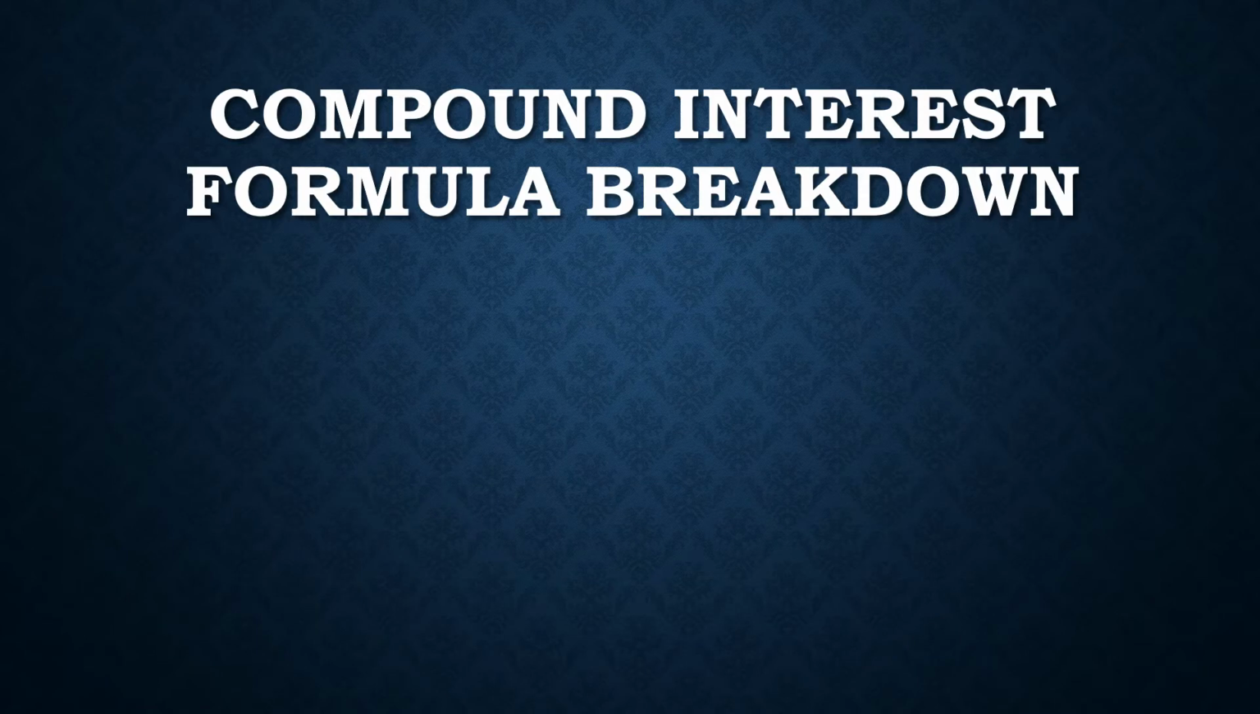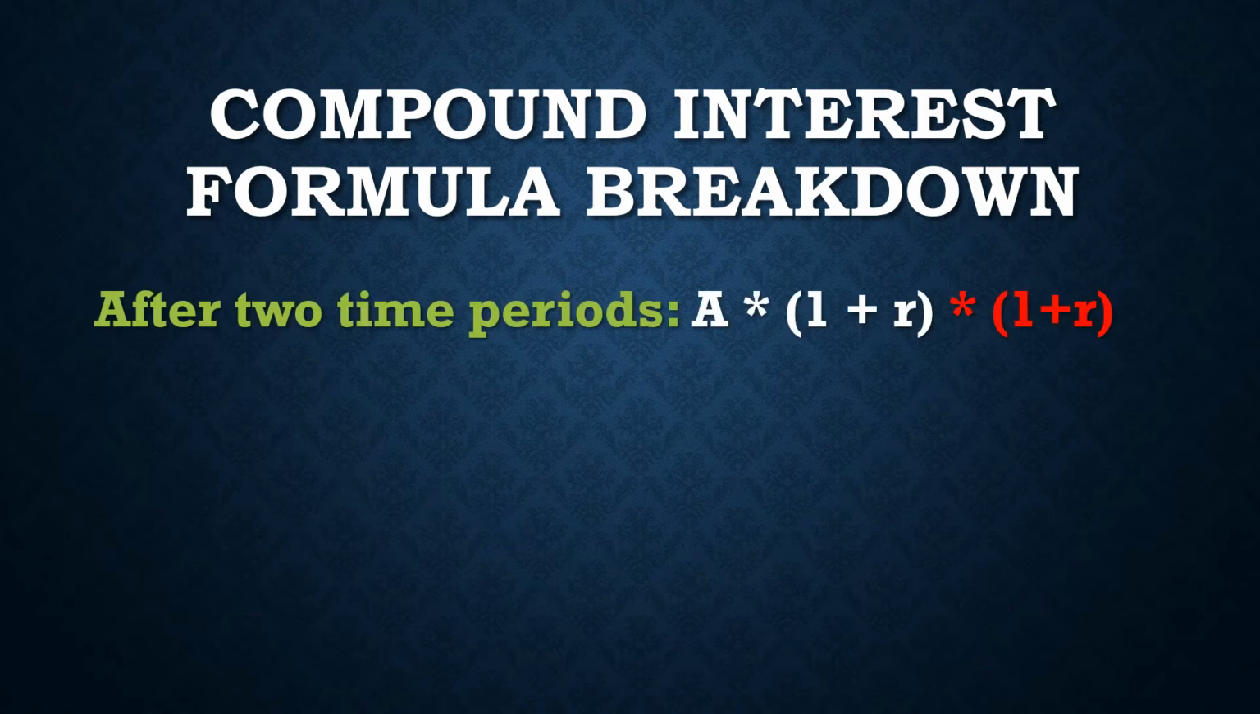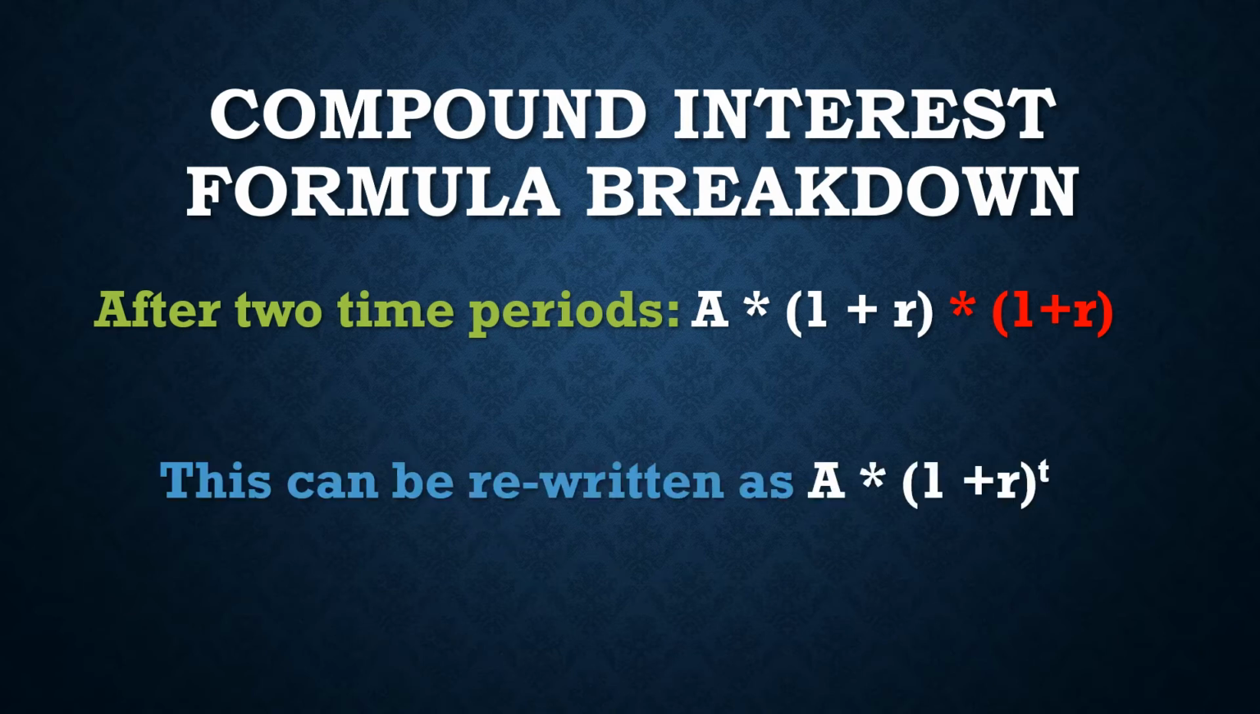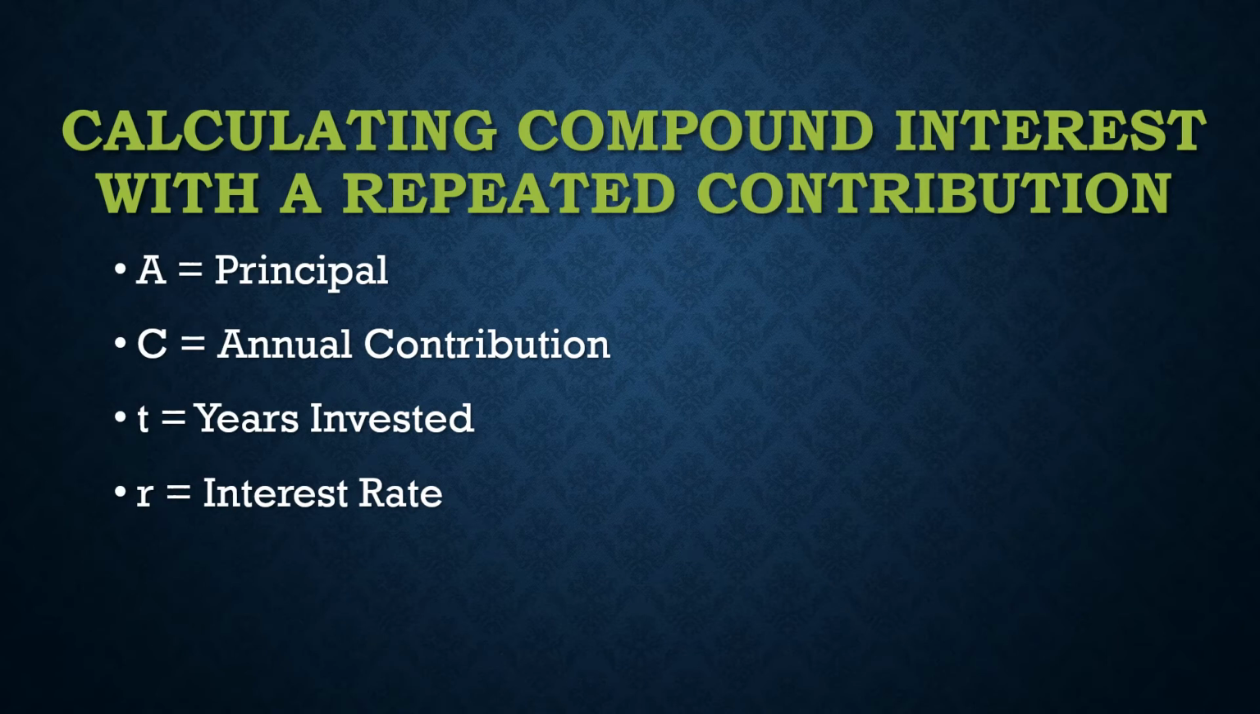So here, we want to think back to our compound interest formula. Remember, after 2 time periods, it was A times (1 plus r) times (1 plus r). And we said we could rewrite this as A times (1 plus r) to the t, so that the value of compound interest is equal to A times (1 plus r) to the t. When we do the compound interest formula with annual contributions, we need one more symbol. We're going to add in the idea of the annual contribution, C.